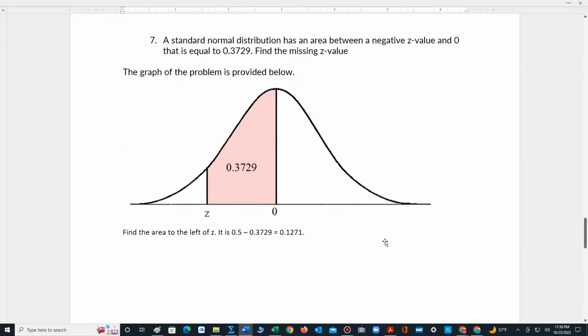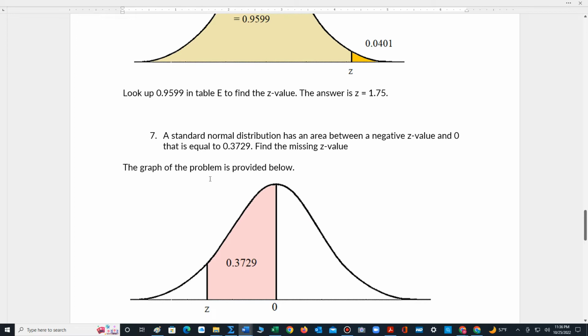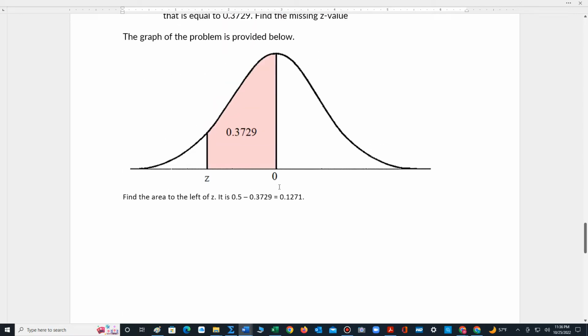And then for this last problem, it says a standard normal distribution has an area between 0 and z, and it's equal to 0.3729. So we have a picture here, 0.3729. That's the area between this unknown z value and 0.